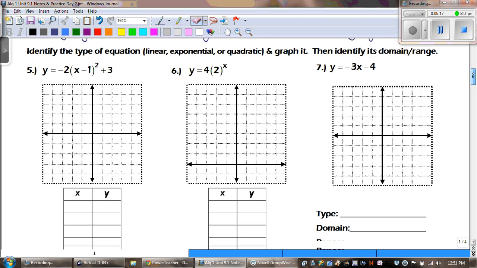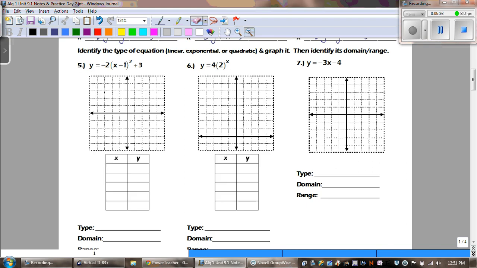All right. Next, 5 through 7 say that we need to identify the type of equation, whether it's linear, exponential, or quadratic, and then graph it. Then identify its domain and range. So let's look at number 5.